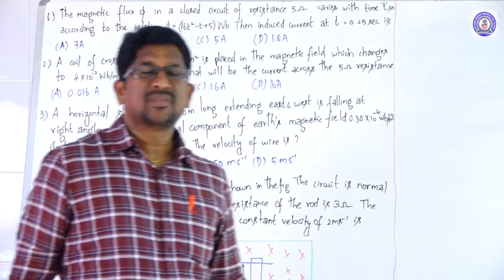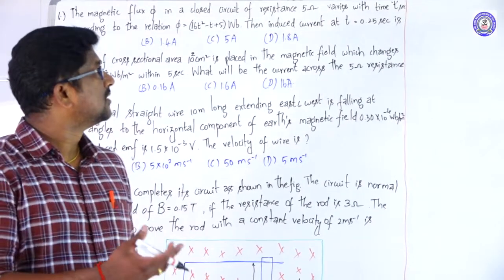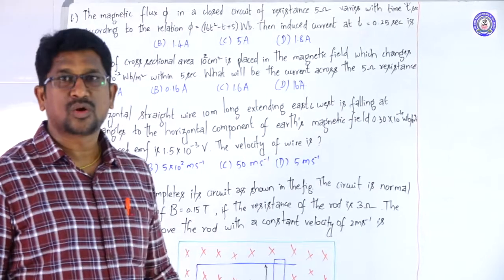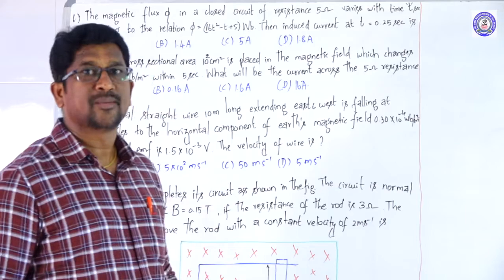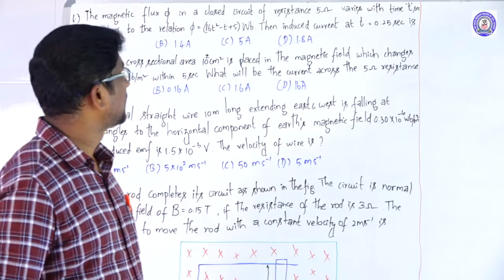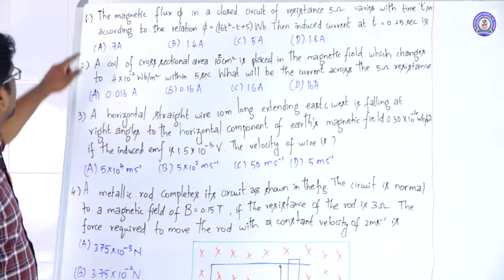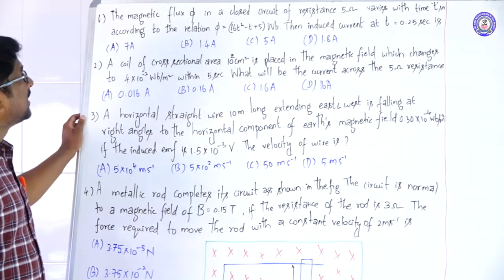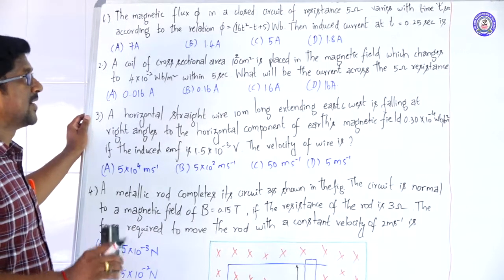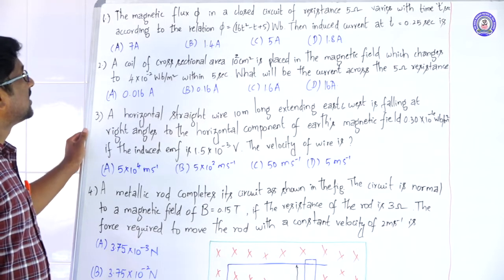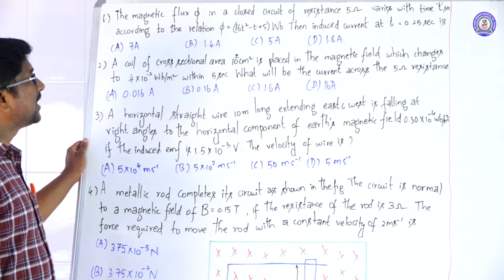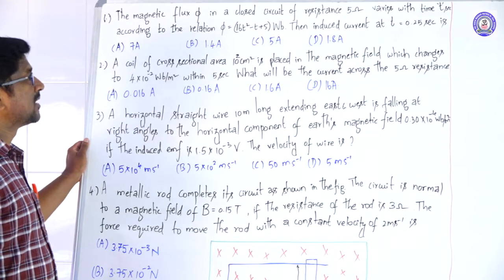So far we completed different topics in electromagnetic induction and alternating current and their formulas. Right. Now I am going to solve some problems. First problem: the magnetic flux phi in a closed circuit of resistance 5 ohm varies with the time t second according to the relation phi is equal to 16t² minus t plus 5 Weber.